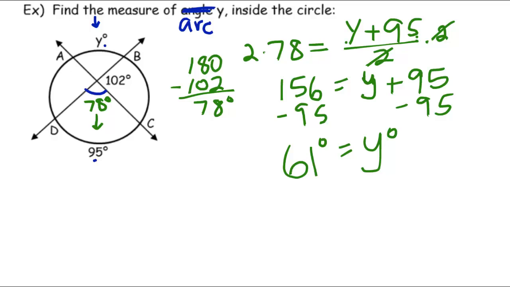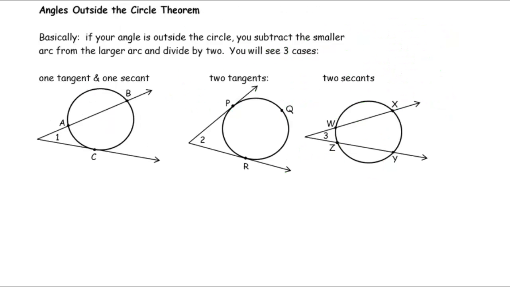Okay, so the arc measure is 61 degrees. Next slide. All right, the angles outside the circle theorem. Basically what this says is if my angle is outside the circle, then I'm going to subtract the two arcs, the smaller arc from the larger arc, and we'll divide by 2 again. So there's 3 different cases we're going to see.